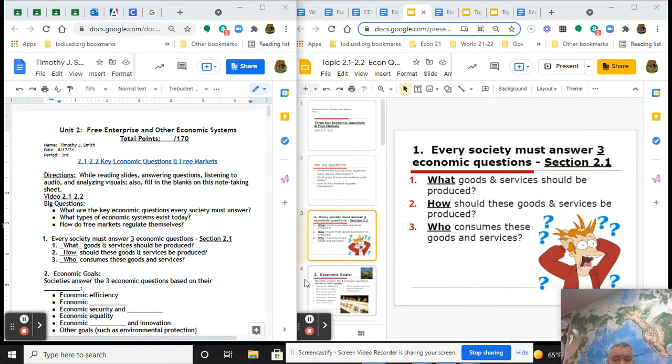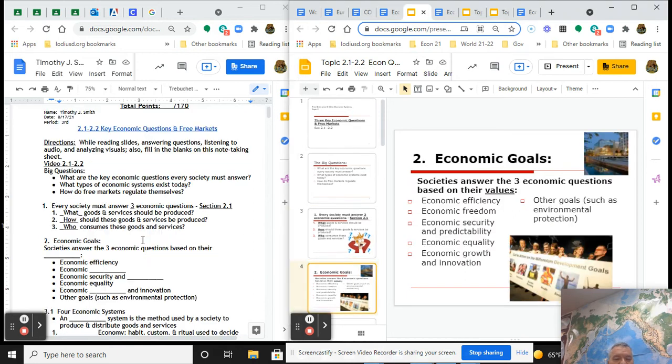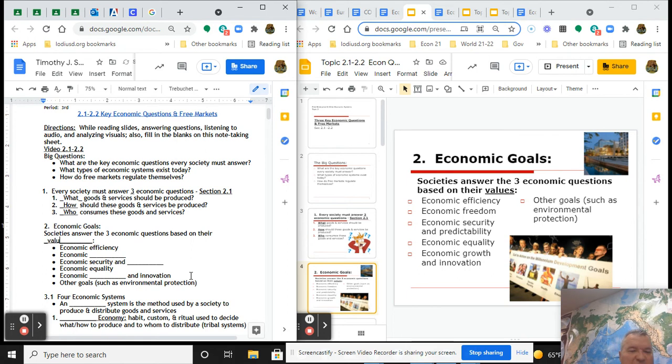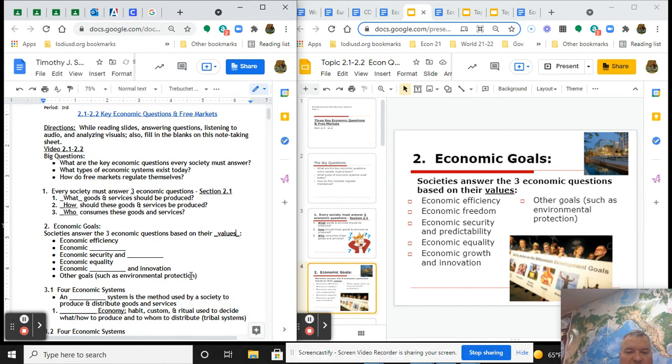And yeah, all right. So those are the main issues. What goods and services should be produced? How should these goods and services be produced? And who consumes these goods and services? All right. Economic goals. Well, your answer is going to vary based on your societal goals. And really, it's a value choice. What do you want for your people? What do you want for your country? So, values will affect your decisions. It'll make your efficiency, your economic freedom.